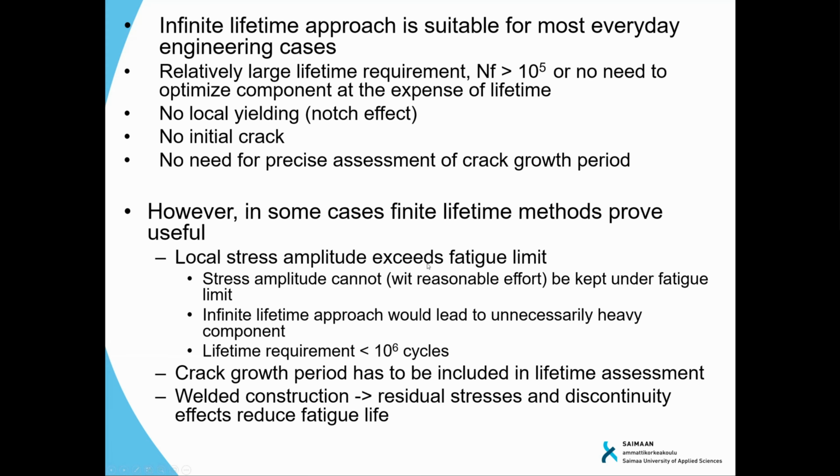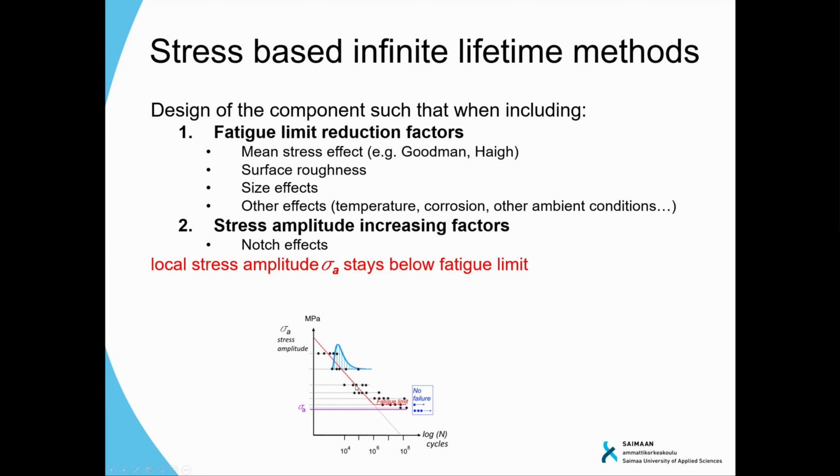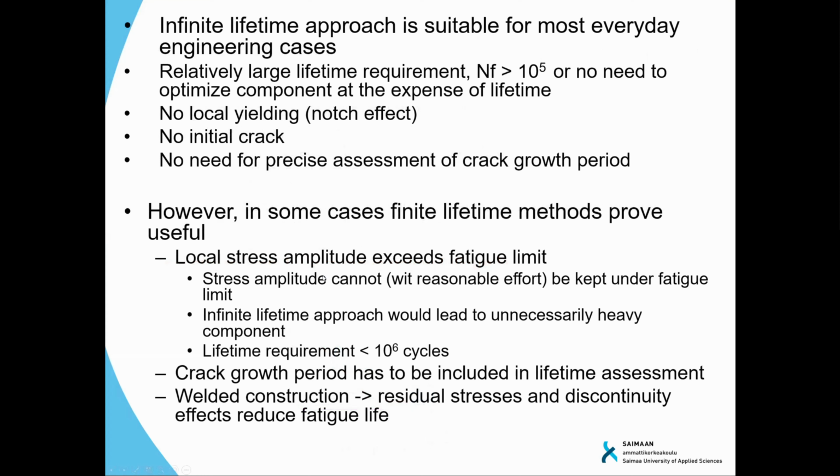So if our local stress amplitude exceeds the fatigue limit, meaning that in this picture here, this purple sigma A would be somewhere over here, it would mean that we are above the fatigue limit, and then we would hit the sloping part of the Wöhler curve, and that would give us a finite lifetime. So if we already know that this local stress amplitude, including the notch factor, will exceed the fatigue limit, then we are out of the scope of the infinite lifetime method, and then we have to use these finite lifetime methods.